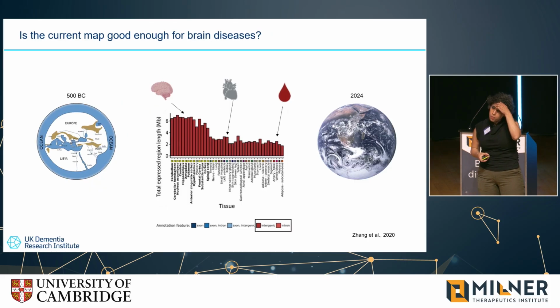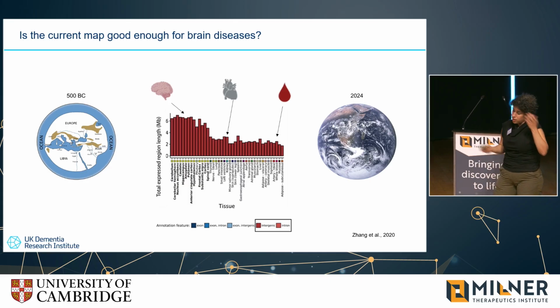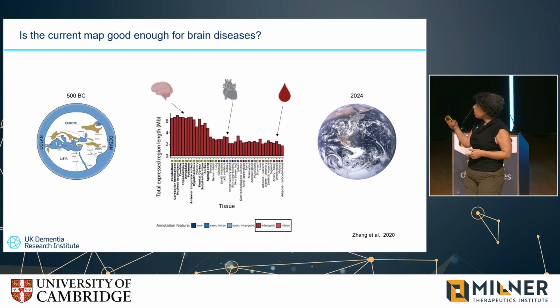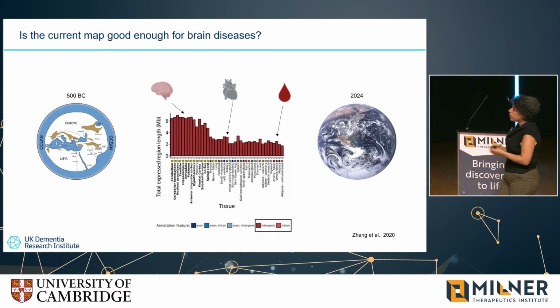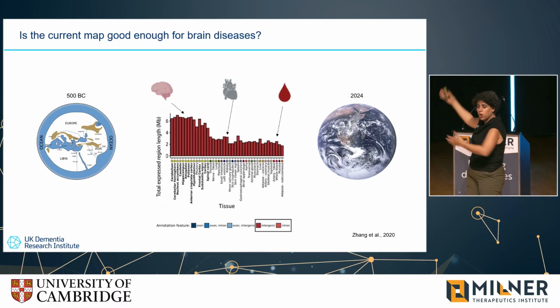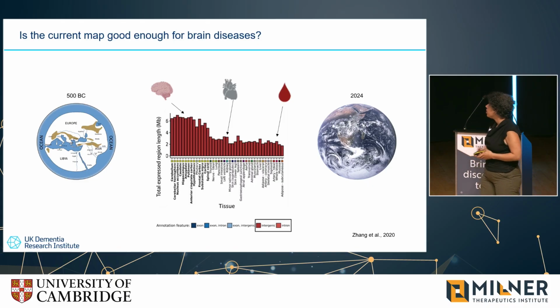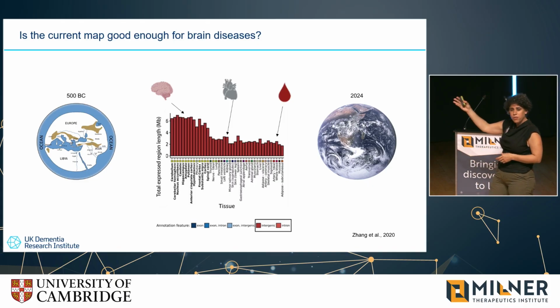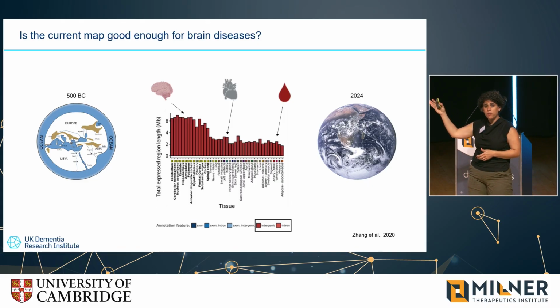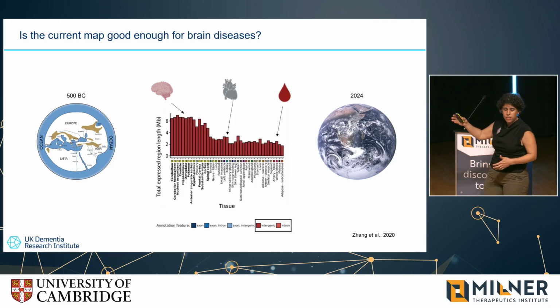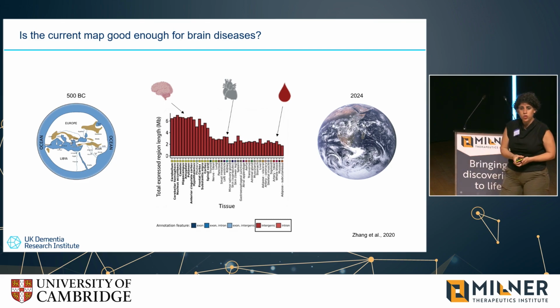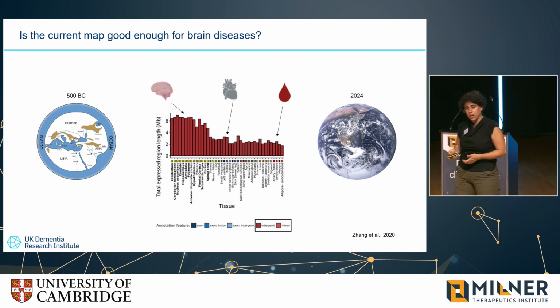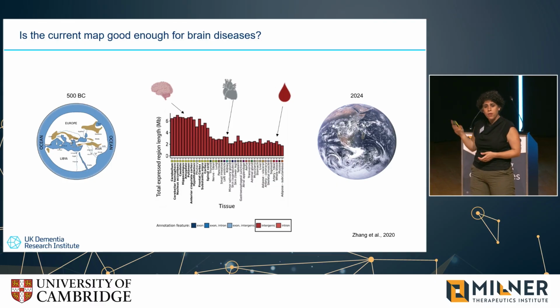So is the current map good enough for the brain? Is it good enough for other tissues? What I've shown you here is two maps, the map of the world in 500 BC and the map of the world in 2024, even with an epigenetic map on top, which is the weather system if you want. The map from 500 BC is really good for the Mediterranean. If you lived in Italy or Greece, you'd be great on that map. You're not great on that map if you happen to live in Australia or North America. And so what I would argue is that the map varies in quality.